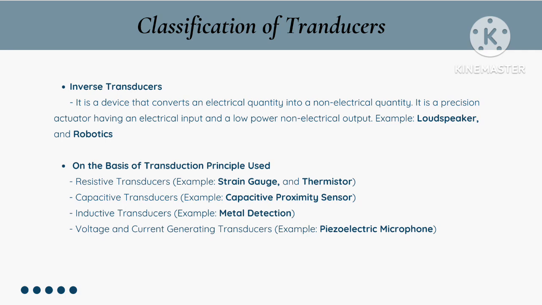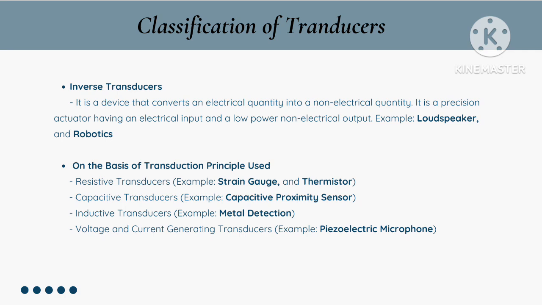Then last is voltage and current generating transducers. So kani siya kay special types ni siya of transducers nga it directly generate an electrical signal, either voltage or current, in response to a physical change.